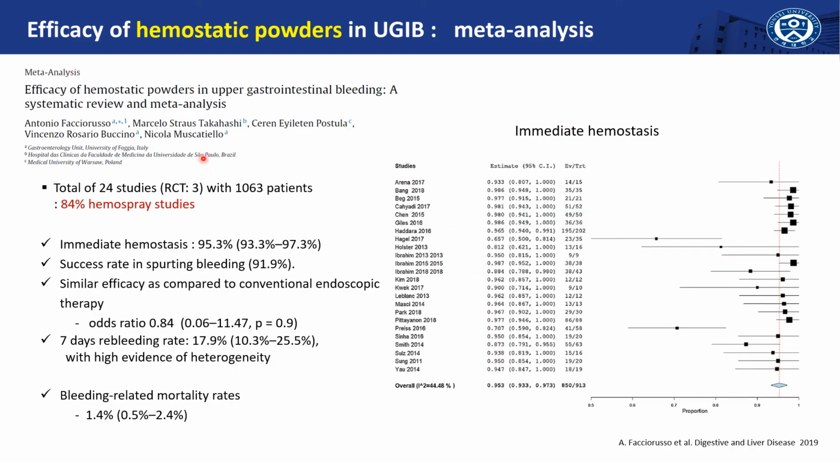And this meta-analysis also shows a similar clinical outcome compared to the previous meta-analysis. Almost 84% of studies used Hemospray, and 3 studies were RCTs. The immediate hemostasis rate was 95%, and the success rate in spurting bleeding was also a very good result, over 90%. There was similar efficacy compared to conventional therapy, the 7-day rebleeding rate was almost 18%, and the bleeding-related mortality rate was 1.4%.